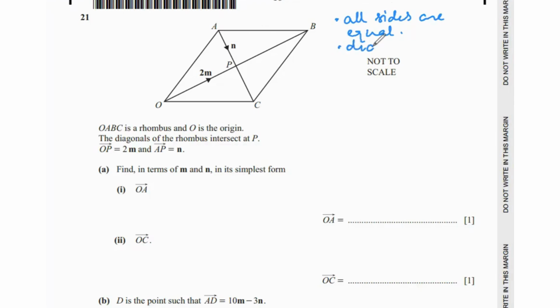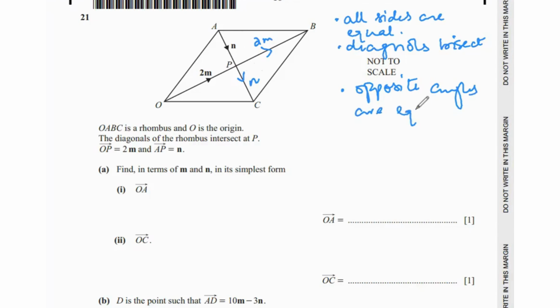Your diagonals bisect, which means they divide each other into equal parts. So P is the midpoint of OB and AC, basically. So if AP is n, PC will also be n. If OP is 2m, PB will also be 2m. And in a rhombus, opposite angles are equal. So these are the main properties of a rhombus that you need to be aware of. So now we need to find OA.